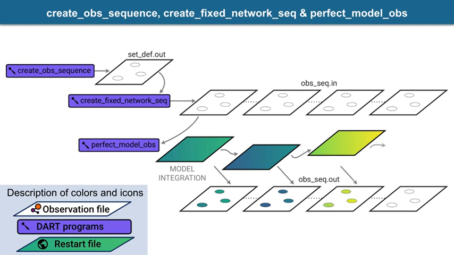Note that in these diagrams, the obseq.out file is filled with observations that aren't on the purple-orange color scale that DART schematics use for real-world observations. Instead, it uses the yellow-blue color scale to signify that these are synthetic observations gathered from the model state.